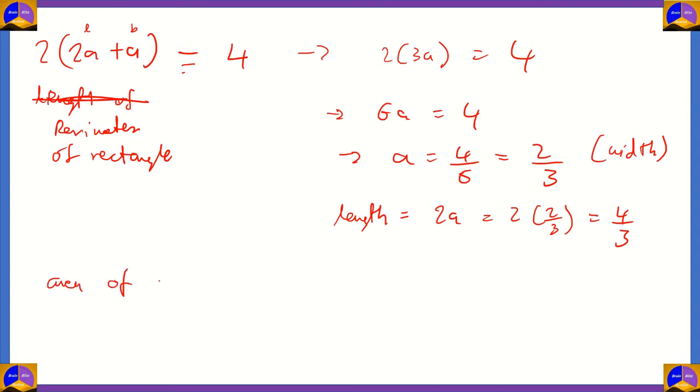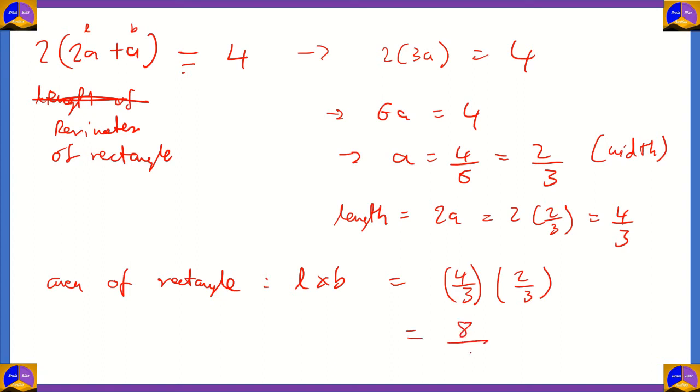The area of a rectangle, the area of the rectangle here is L times B. So the length here is 4 by 3, and the width is 2 by 3. 4 times 2 is 8, divided by 3 times 3 is 3 squared, which is 9. So the area of the rectangle will be 8 divided by 9.